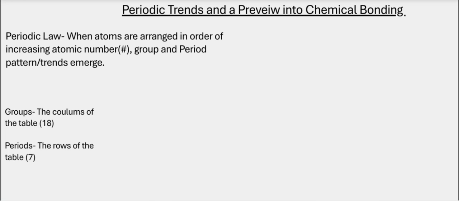Groups are the columns of the table. There are 18 groups, and the groups dictate the number of valence electrons atoms have, or at least for groups 1 to 2 and 5 to 18. And periods are the rows of the table. That's how many shells, if you will, if you're looking at that type of model, like the number of circles that surround the nucleus. So those are groups and periods.